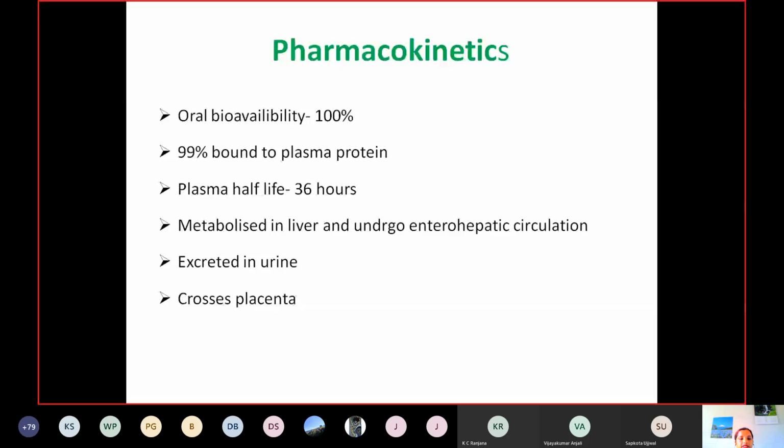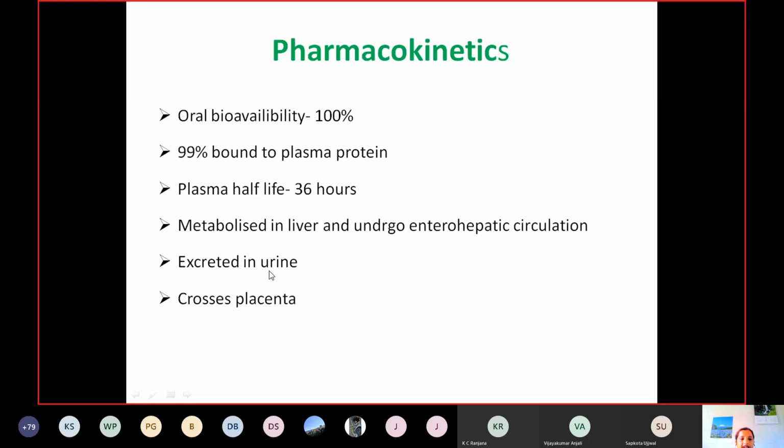99% is bound to plasma protein. Plasma half-life is 36 hours. It is metabolized in the liver and undergoes enterohepatic circulation. For drugs which undergo enterohepatic circulation, the plasma half-life is increased, because the same drug is circulating many times in the liver, which increases the half-life of the drug.